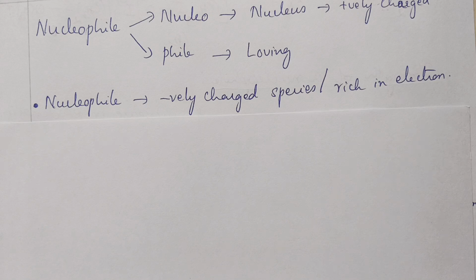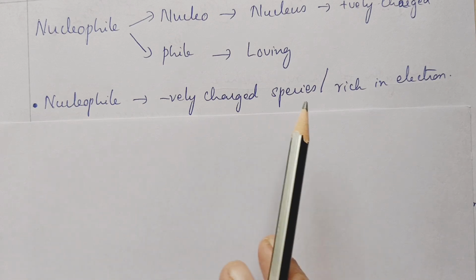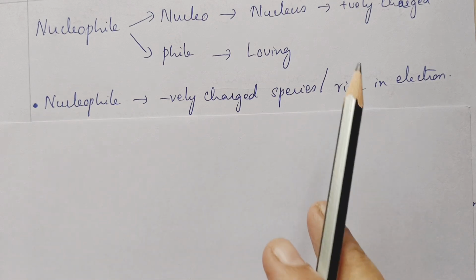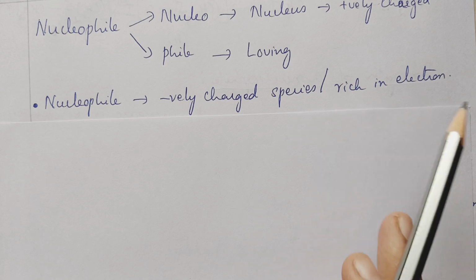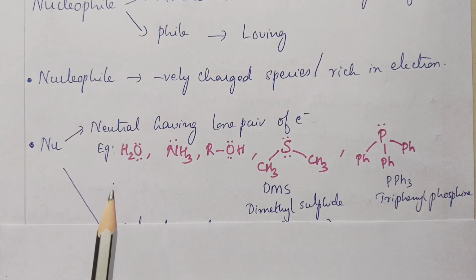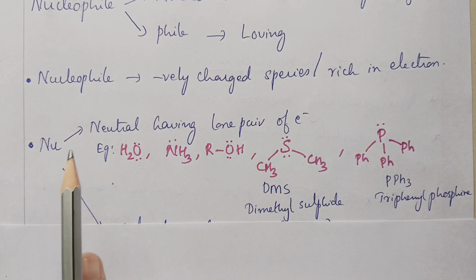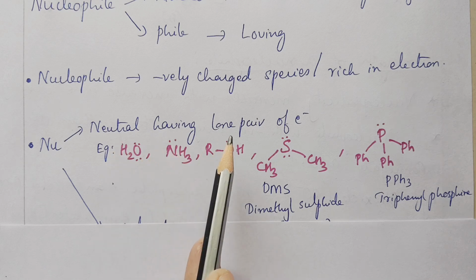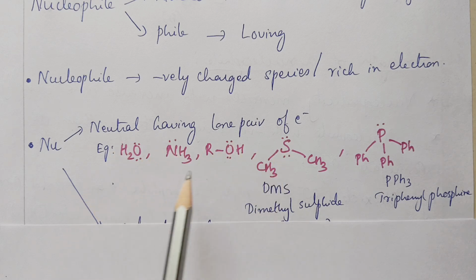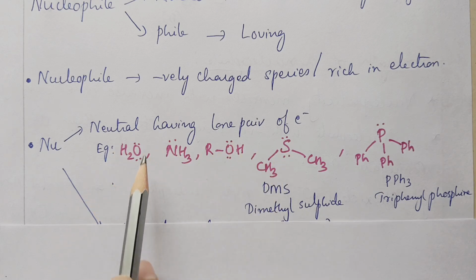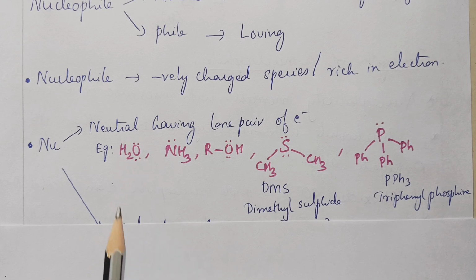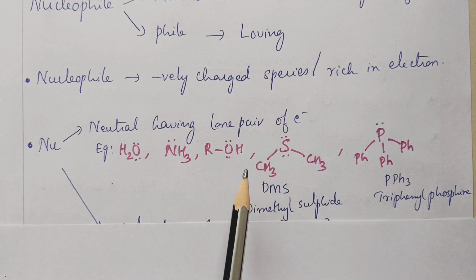Therefore, we can say nucleophile is a negatively charged species, or it could be a neutral molecule which is rich in electrons. The same thing is given here. So nucleophile could be a neutral molecule having lone pair of electrons. Examples are given. H2O that has oxygen which has two lone pairs. Then ammonia which has nitrogen with one lone pair. ROH is alcohol, again oxygen with two lone pairs.